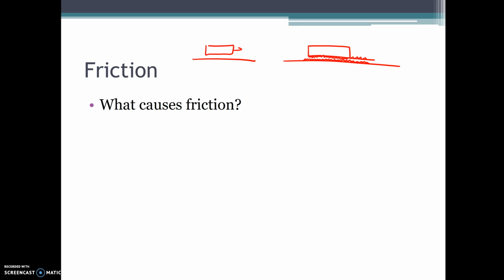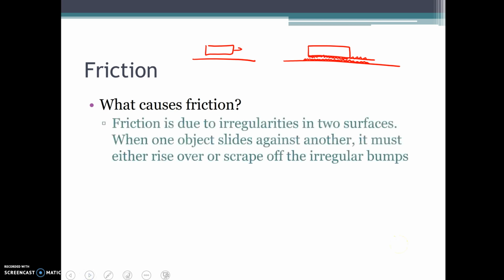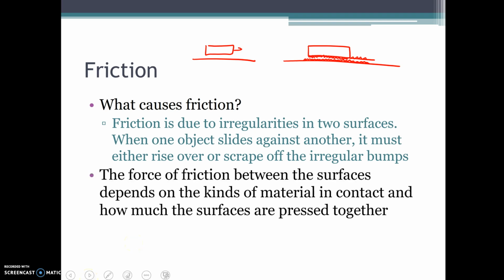You know this is true also when you rub your hands together. When you rub them together, you can feel yourself bumping over the knuckles, but you can also feel the skin kind of scraping over those ridges that are part of your fingerprints and your handprints. So if we look at what causes friction, it's just due to the irregularities in two surfaces. When they slide against each other, it either rises over or scrapes off those irregular bumps.